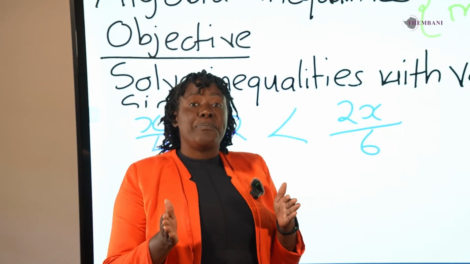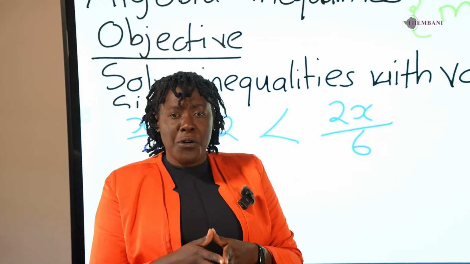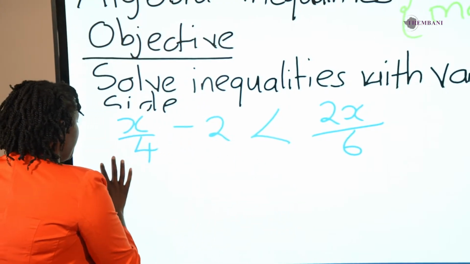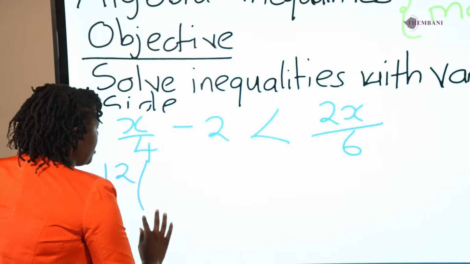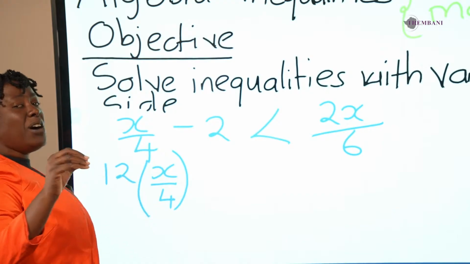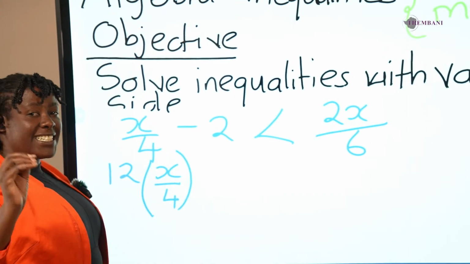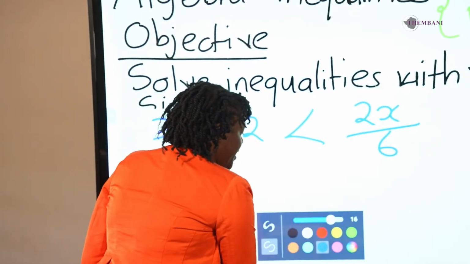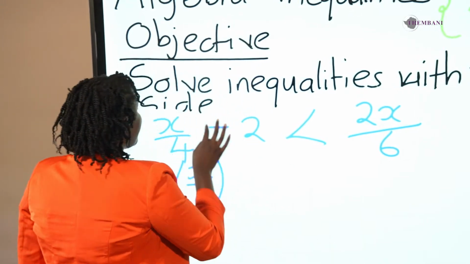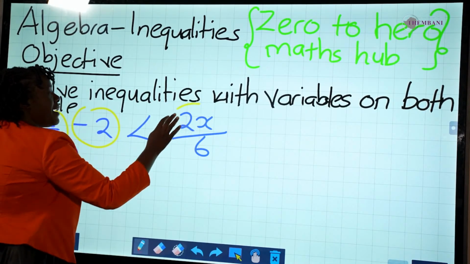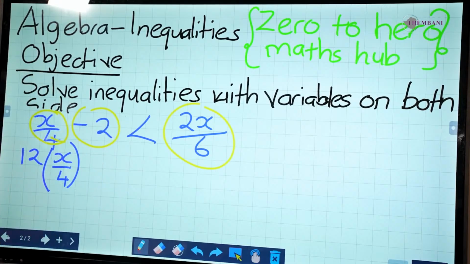I'm going to multiply both sides by 12 to remove the fractional component. This is what I mean: I'm saying we have 12, which is multiplying x over 4, and I'm multiplying each and every term. In this case, I have 3 terms. So this is my first term, this is my second term, and this is my third term. Each and every term is going to be multiplied by 12.